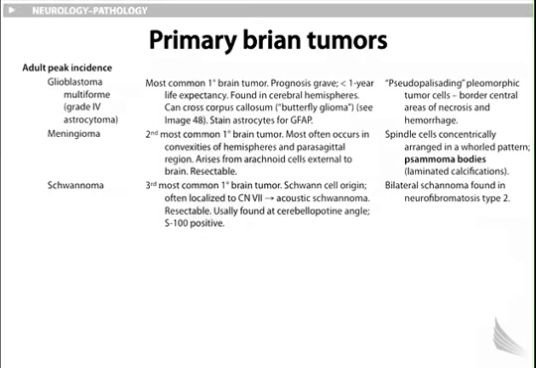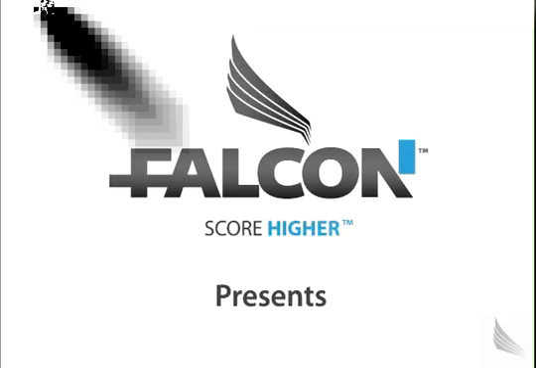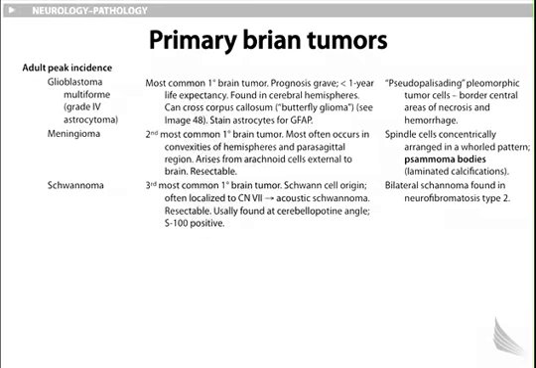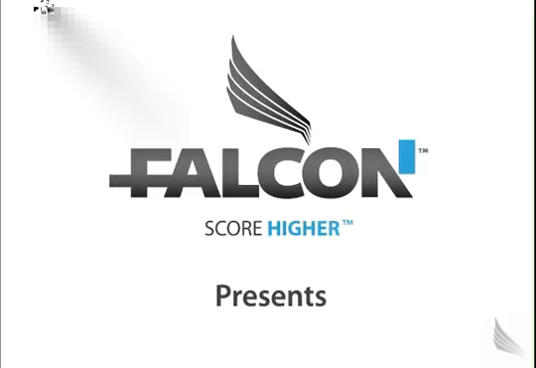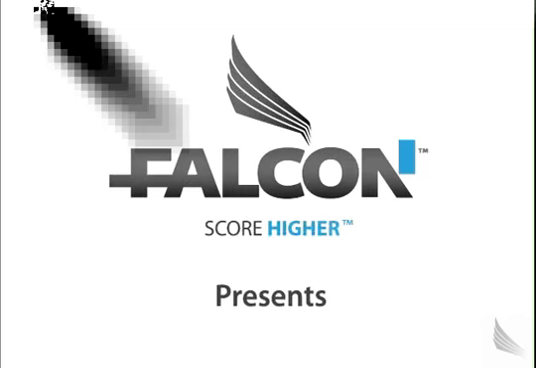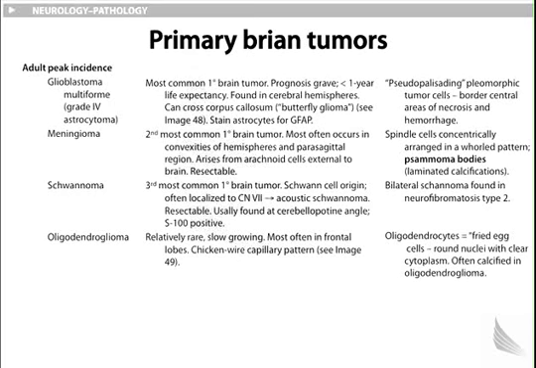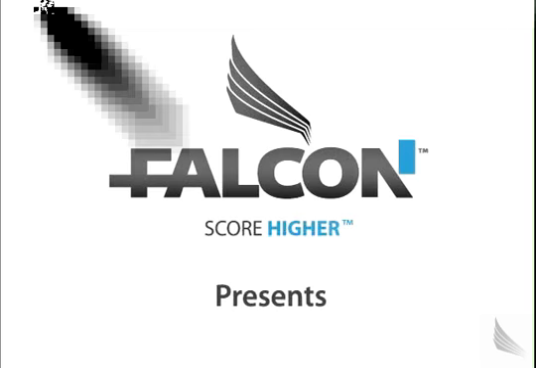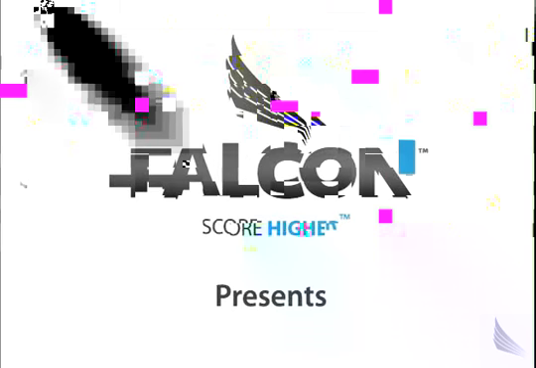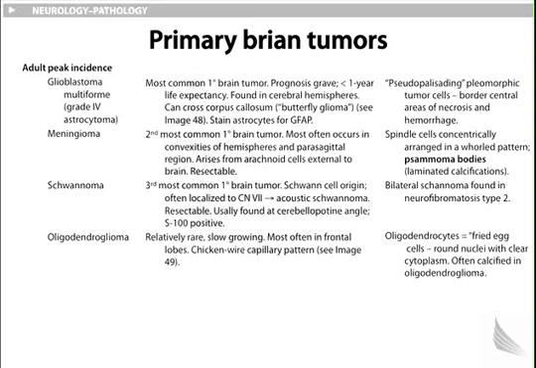And whenever you hear of bilateral schwannomas, you should always be thinking about neurofibromatosis type 2. Oligodendrogliomas are relatively rare. These are slow-growing tumors, often seen in the frontal lobes, and pathologically have a chicken wire capillary pattern. In addition, the oligodendrocytes have a fried egg appearance, that is, they have round nuclei with clear cytoplasm. These tumors are often calcified as well.